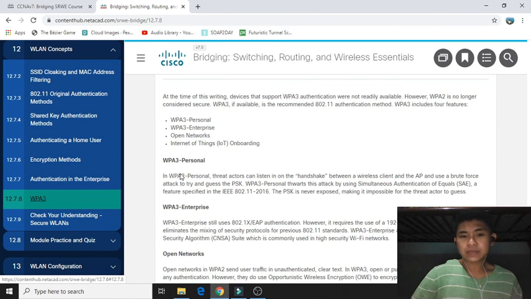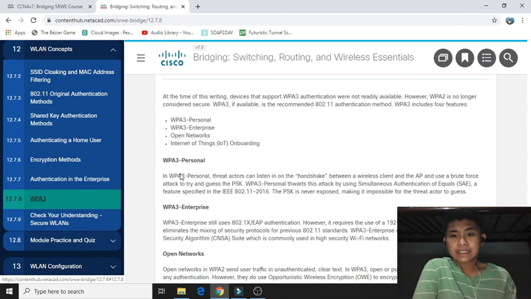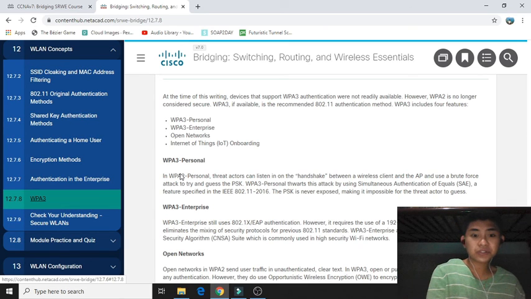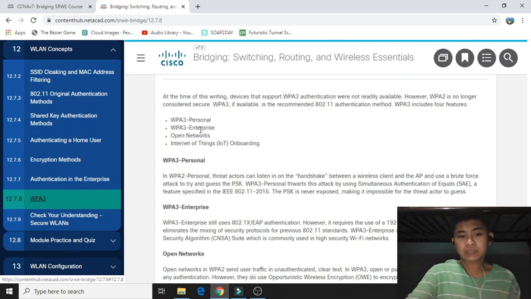At the time of this writing, devices that support WPA3 authentication were not readily available. However, WPA2 is no longer considered secure, so WPA3, if available, is the recommended 802.11 authentication method. WPA3 includes four features: WPA3 Personal, WPA3 Enterprise, Open Networks, and Internet of Things (IoT) onboarding.